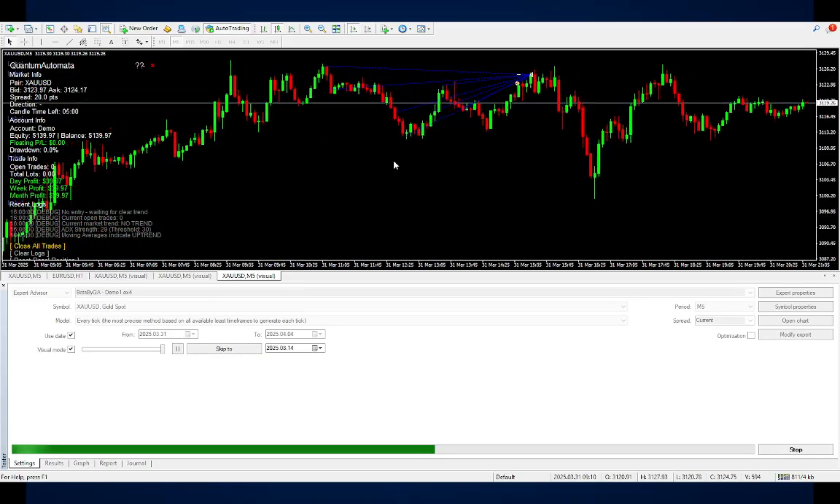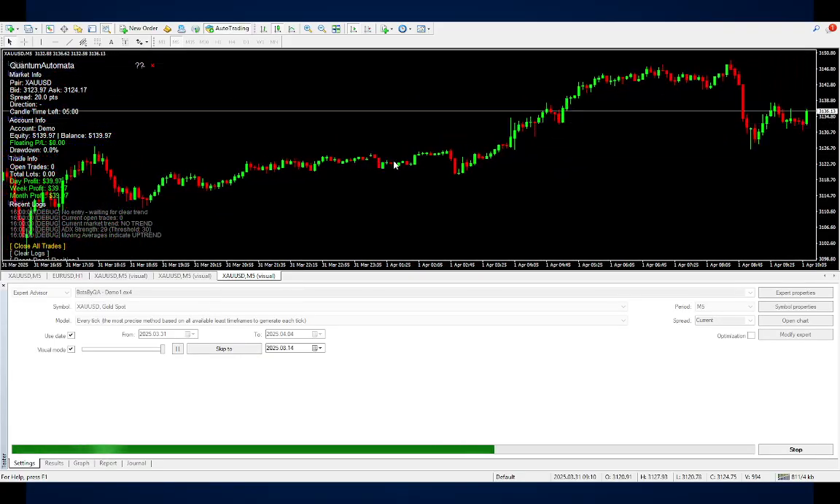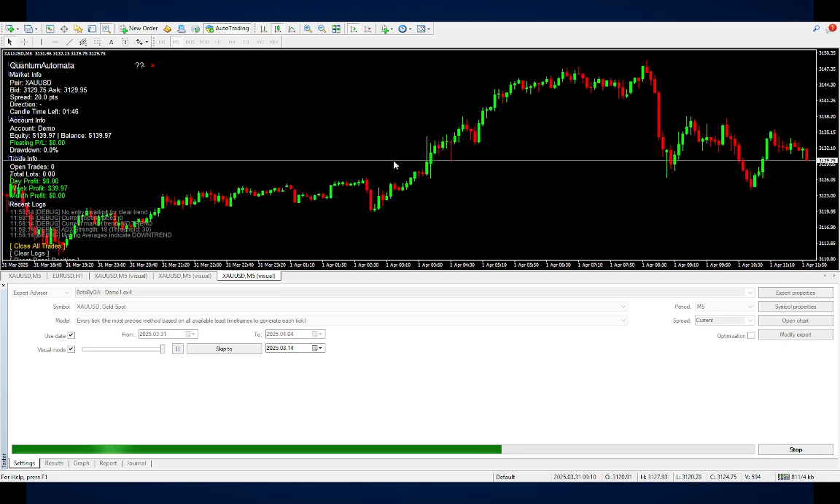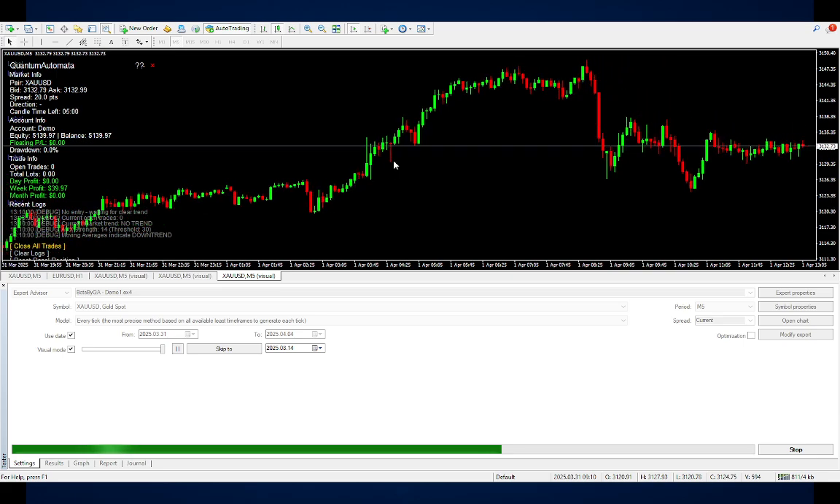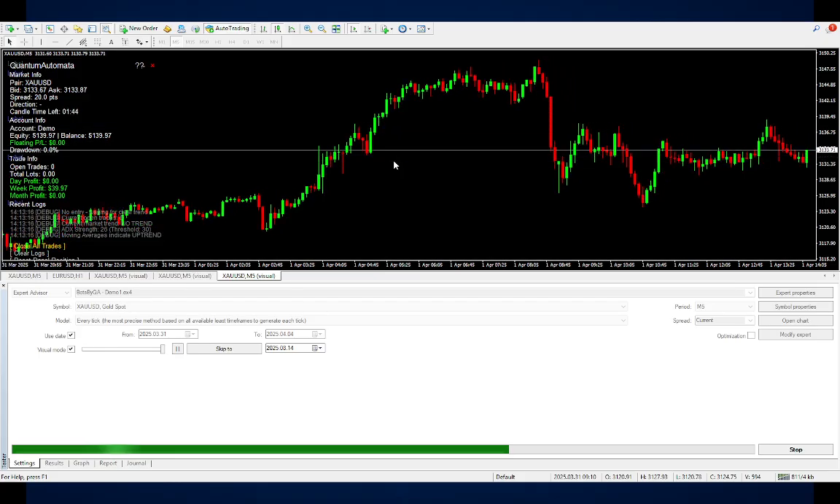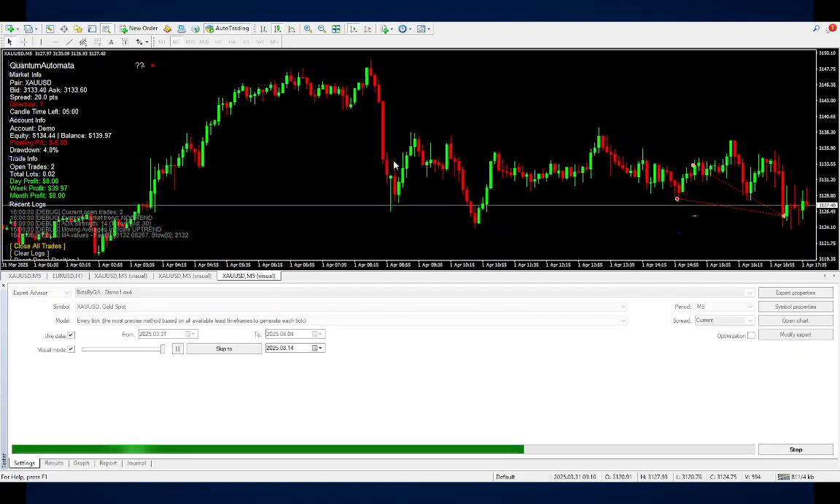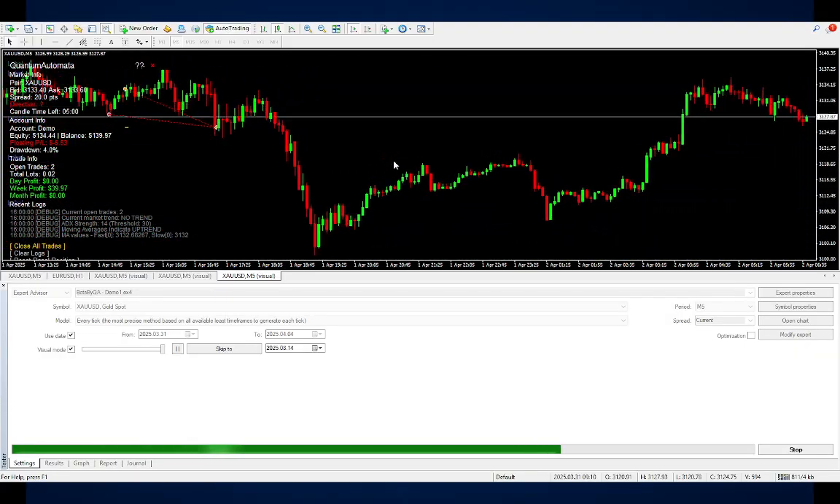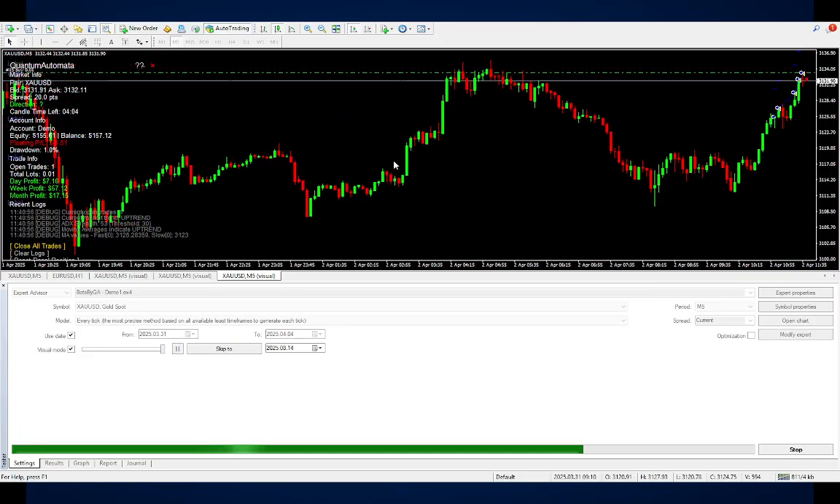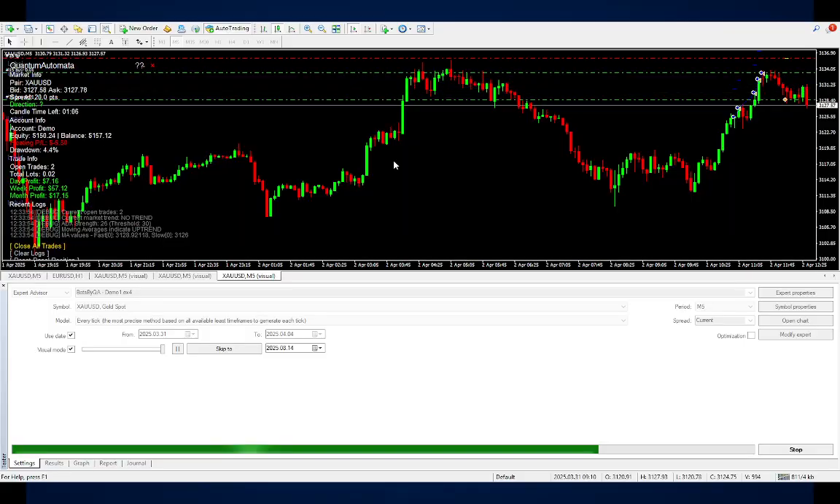So the settings this time around are different. I wanted to start trading from 11 to 4 p.m., and let's see what the result of this will be. So you can make the bot profitable based on how you think or however way you deem fit. All right.